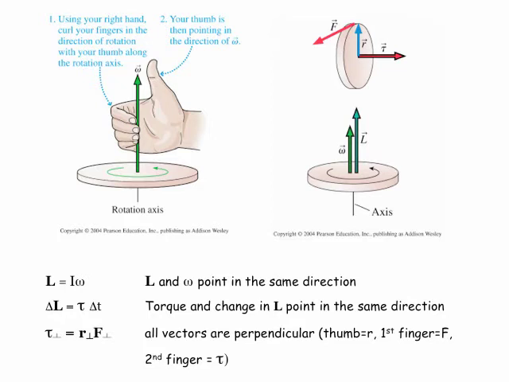Since torque is equal to the vector product of r cross F, torque is perpendicular to the plane that the vectors r and F are in. You will practice this cross product and these right-hand rules in the exercises.